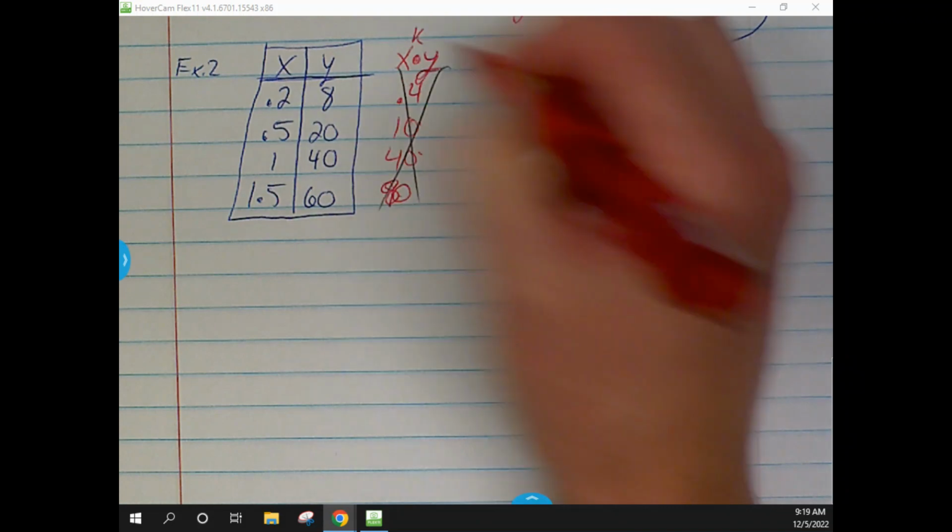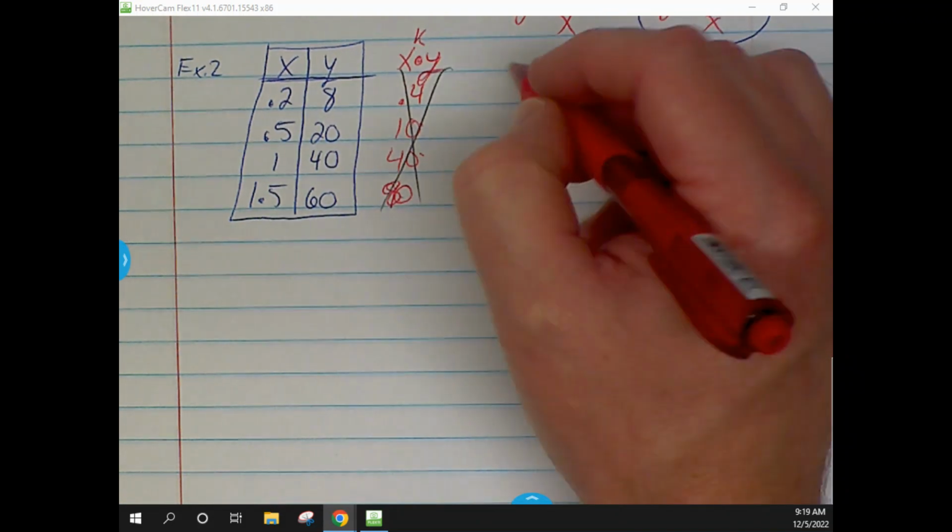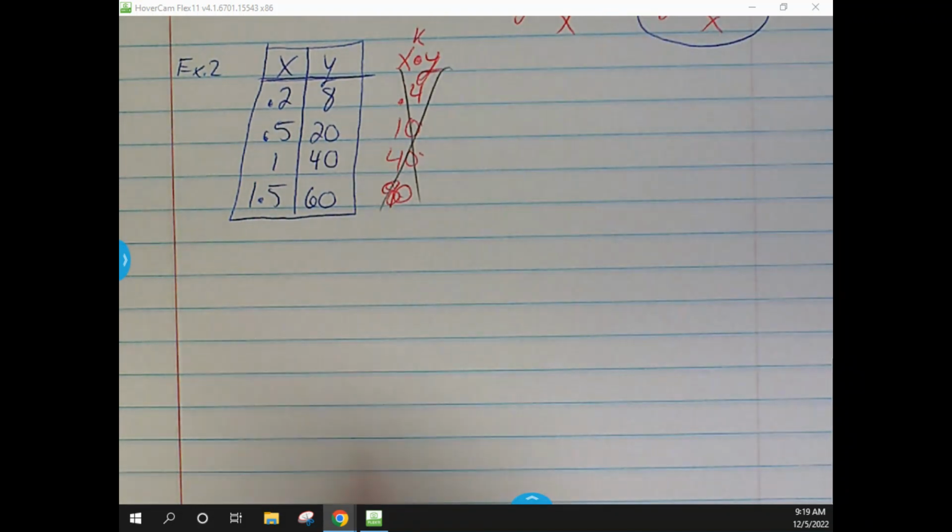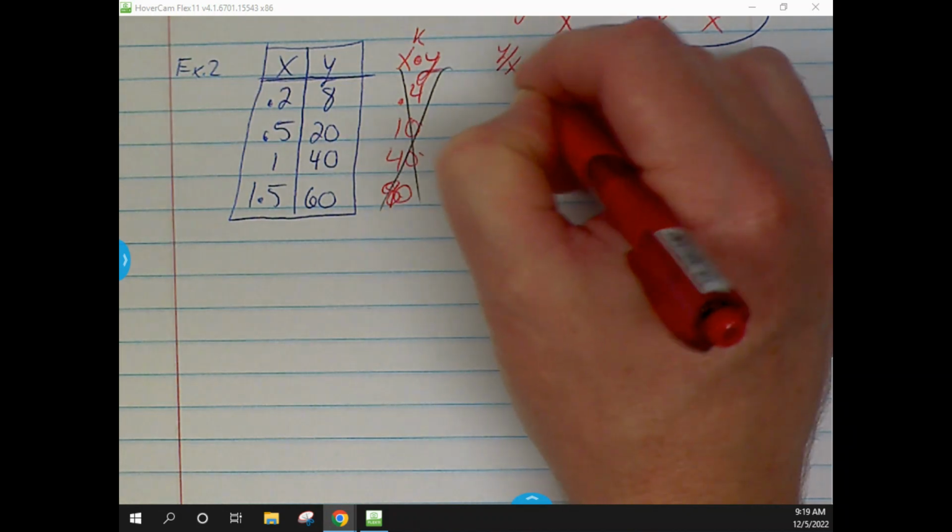All right, so that was checking to see if k was going to be x times y. This time, let's do it the other way, and for this one to work correctly, you have to do y divided by x.